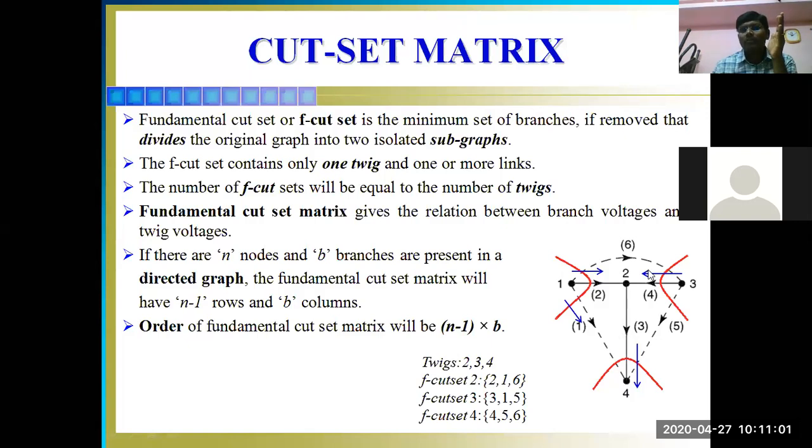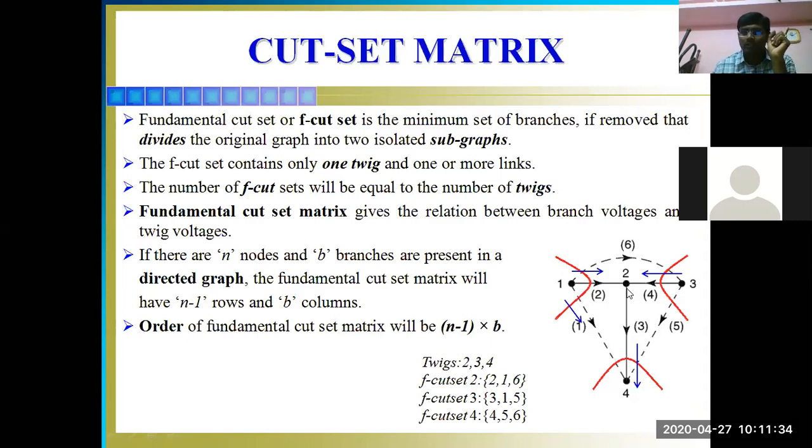You have to remove a set of branches along with 2, along with 3, along with 4, and that should divide the entire graph into two subgraphs. But you should remove only one twig at a time: one twig and one or two links.